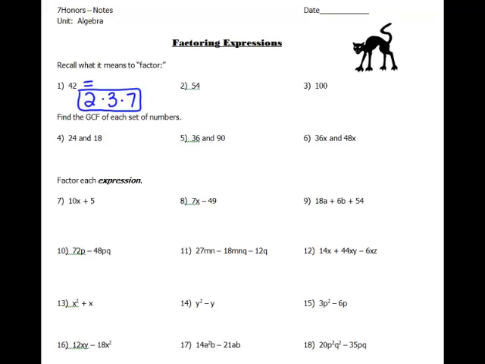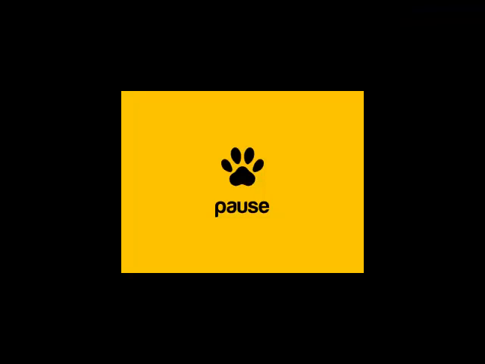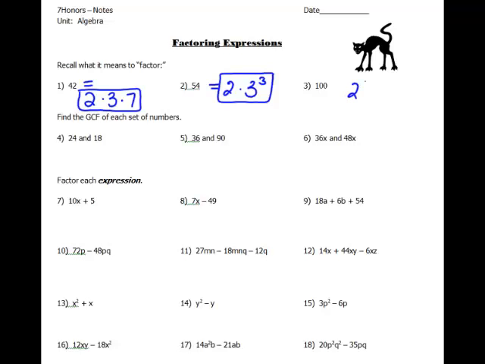Try 54 and break that down into its prime factors that you express exponentially. That's going to be 2 times 3 to the third. Hopefully you got that, and try number 3. That's going to be 2 squared times 5 squared.